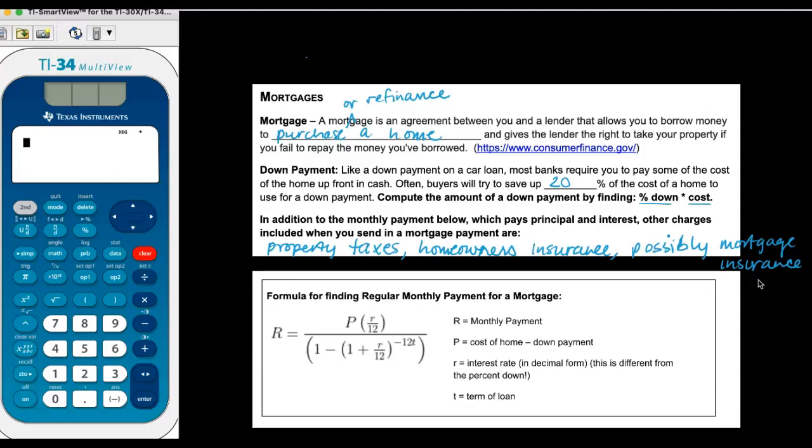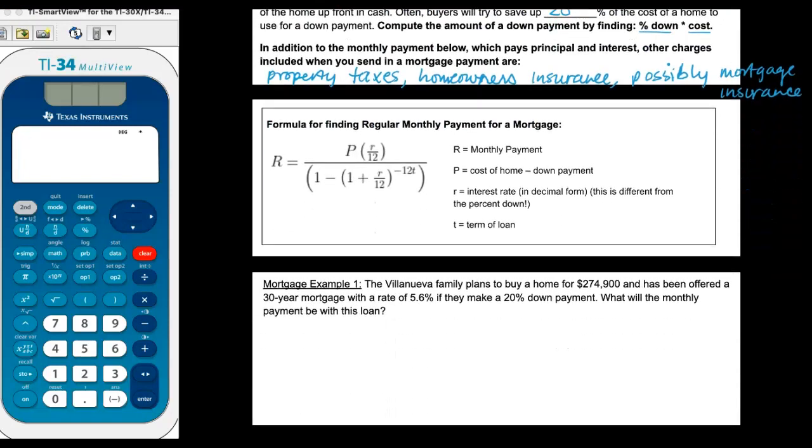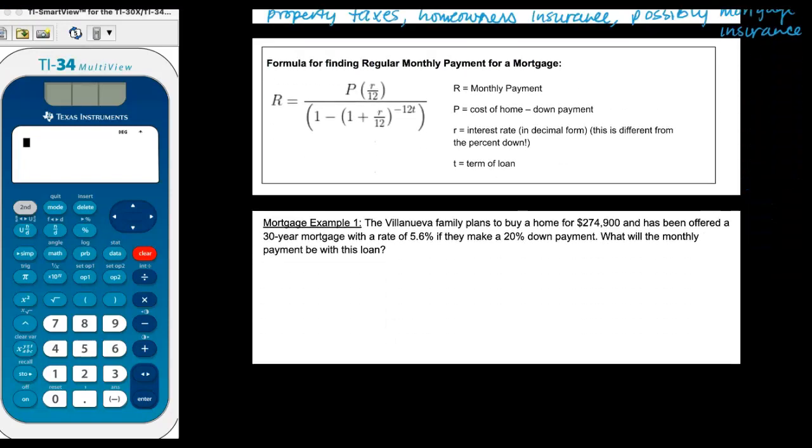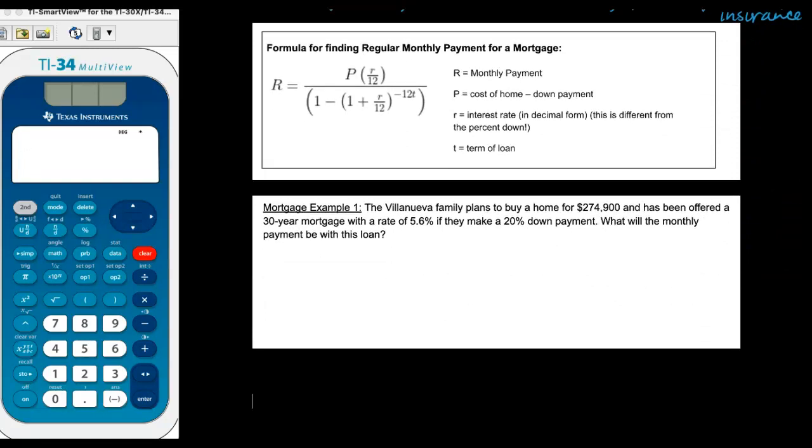So let's go ahead and jump into an example, and we're going to use this monthly payment formula that you see here, and you'll notice it's very similar. In fact, it's exactly the same as the student loan formula. Just like the student loan formula, you're going to read these problems and you want to be able to identify what the principal is and what the rate is and what the term length is, or the amount of time that the person's going to pay off the loan.